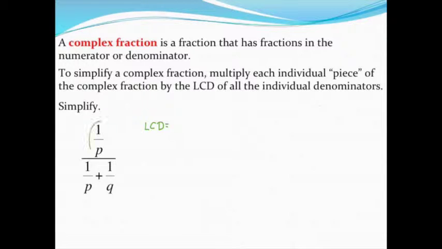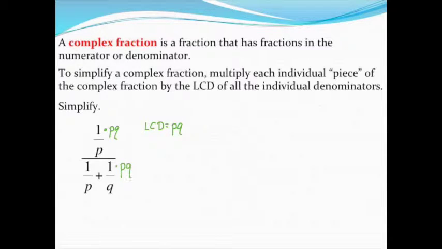And so looking at all three of these individual fractions, I can see that my least common denominator is going to be p times q. If you need help finding the least common denominator, watch one of my previous videos and you can see how to do that. What I'm going to do differently than when I add fractions is I'm not going to multiply the top and bottom. I'm going to simply multiply all the numerators by that least common denominator.